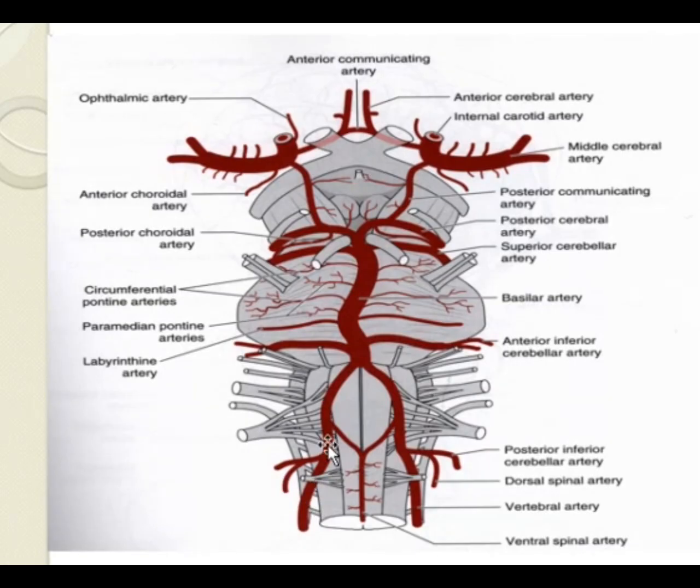The vertebral arteries will continue to ascend, and as they are ascending, they give off two branches anteriorly. These two branches meet at this median sulcus, which separates the two medullary pyramids. These are medullary pyramids. So these two branches come and then they will meet at the median fissure.